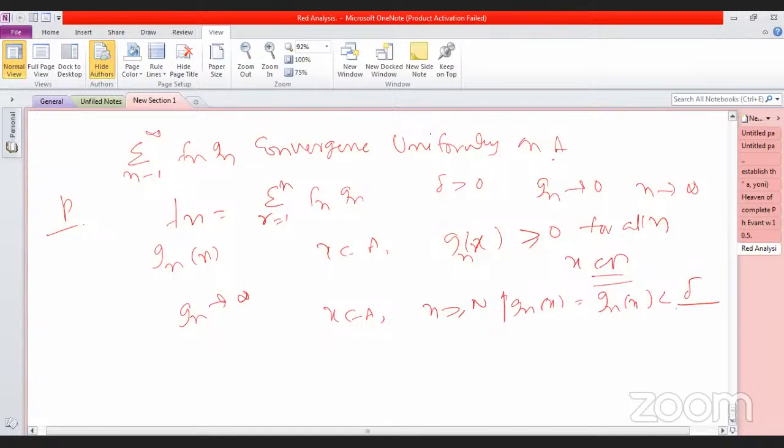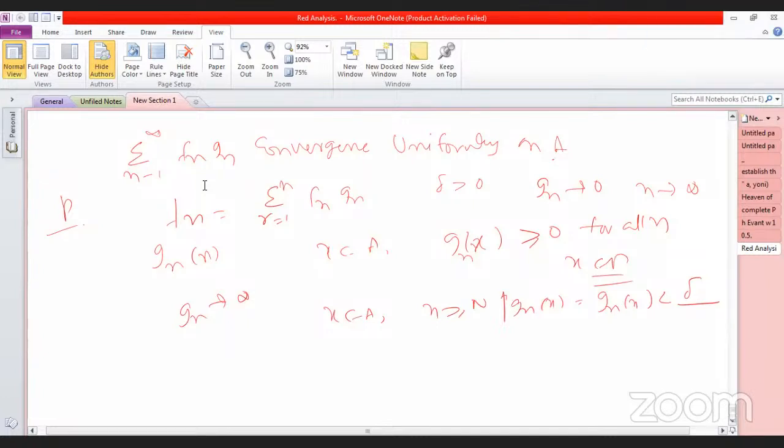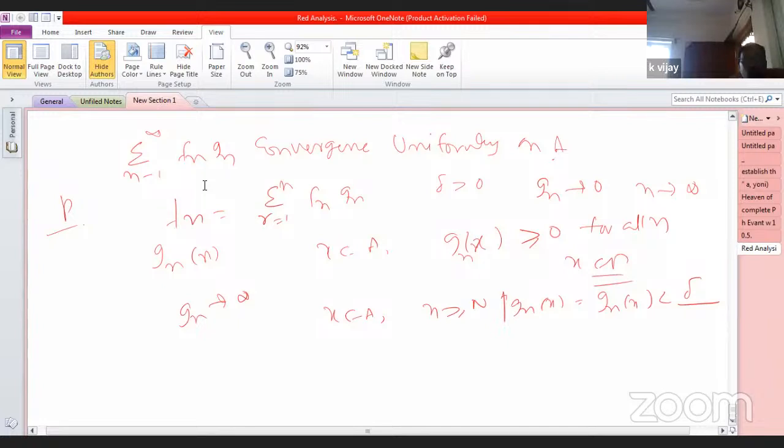2 lambda, sir. Delta by 2 lambda. Why are we taking 2 lambda? Why? Don't know, sir. How did you say 2 lambda? We told it in the book, sir. g n of x is greater than or equal to 0, correct?